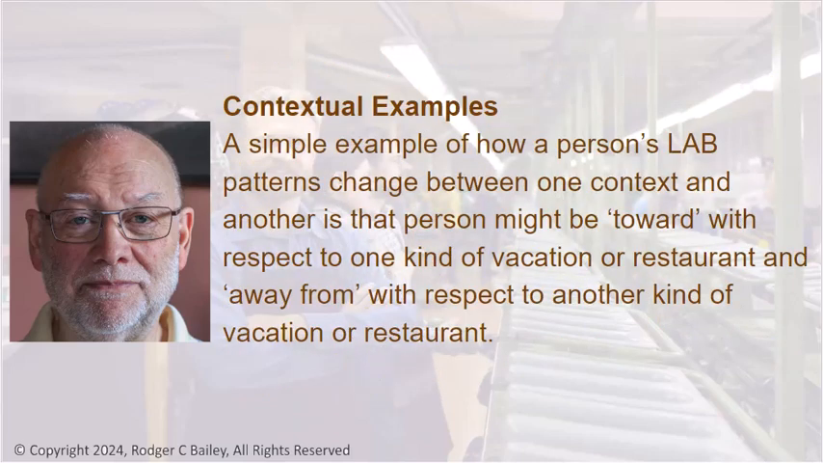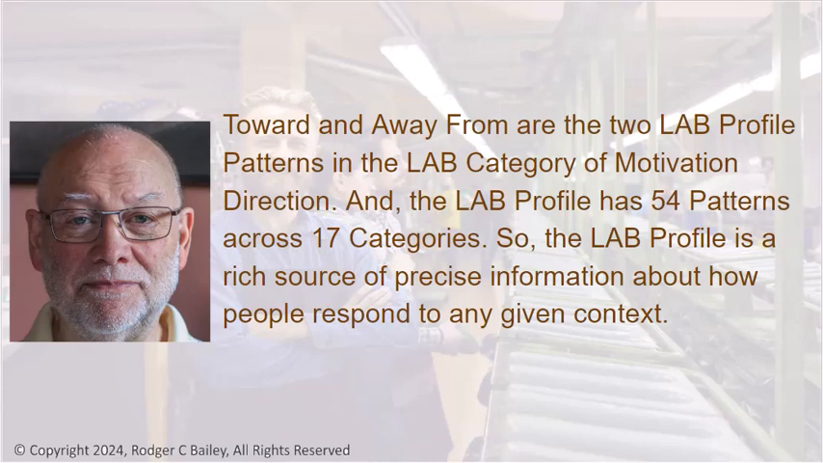Contextual examples. A simple example of how a person's lab patterns change from one context to another is that the person might be toward with respect to one kind of vacation or restaurant and away from with respect to another kind of vacation or restaurant. Toward and away from are 2 lab profile patterns in the lab category of motivation direction, and the lab profile has 54 patterns across 17 categories. So the lab profile is a rich resource of precise information about how people respond to any given context.